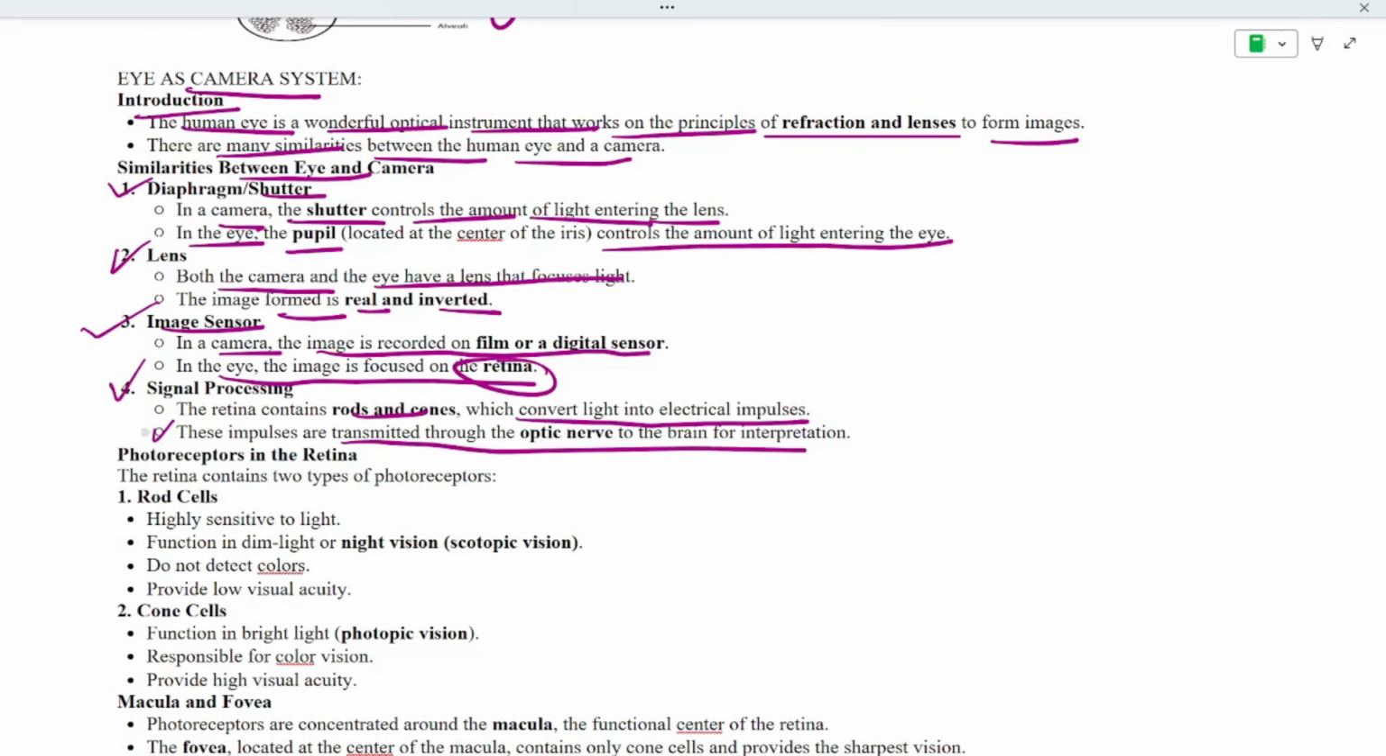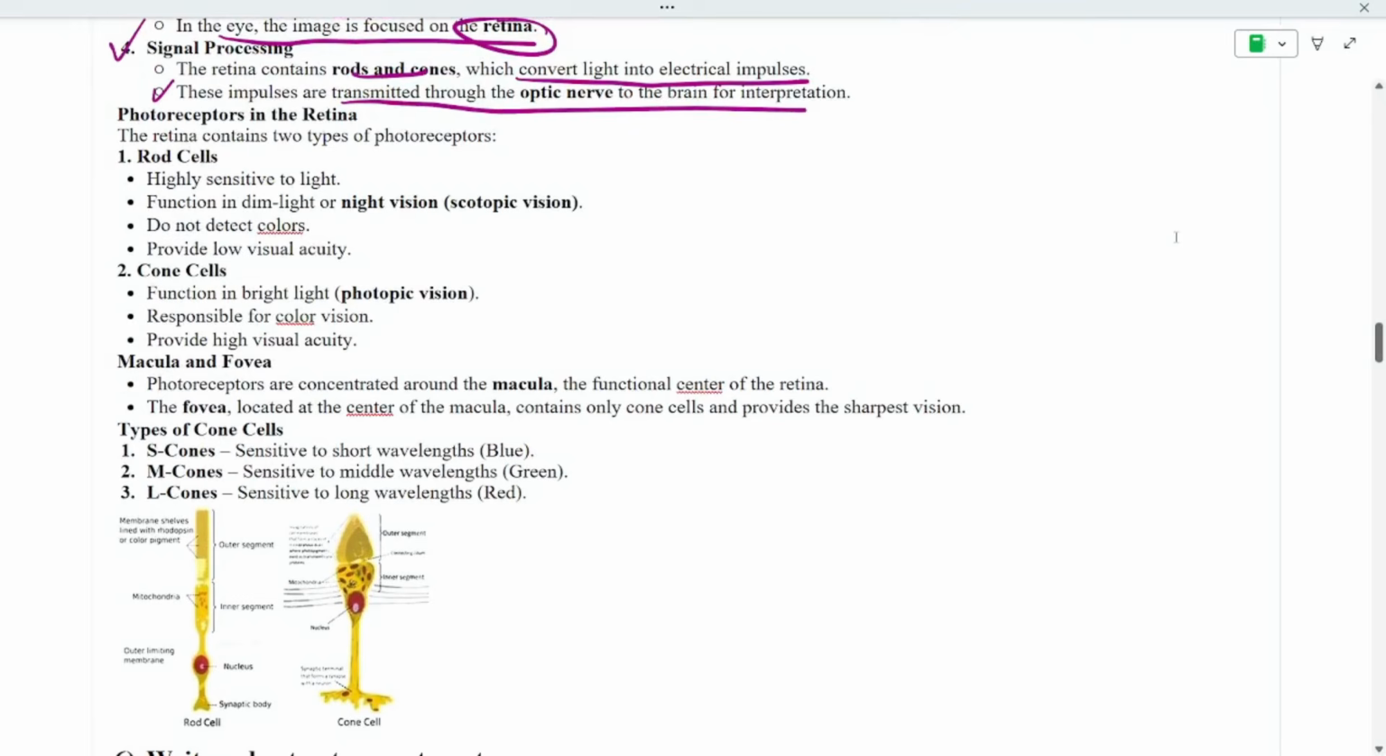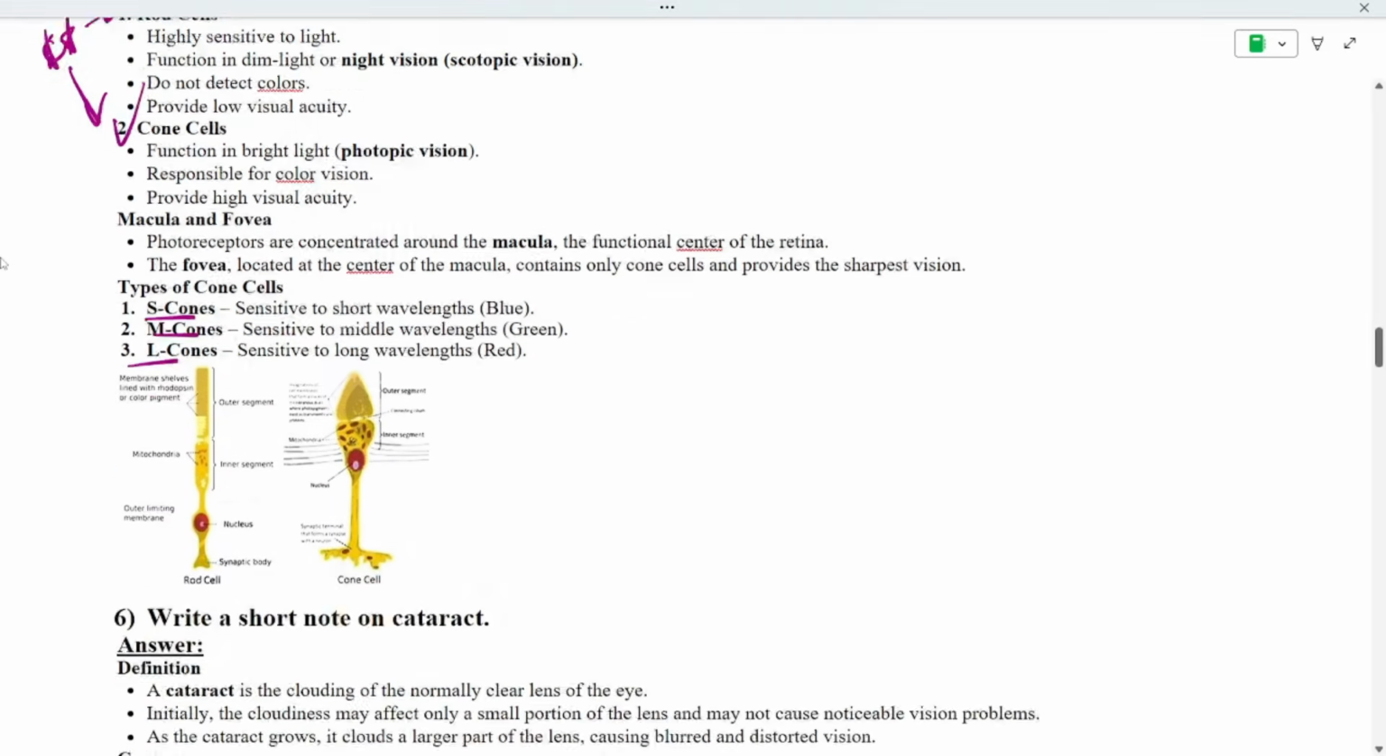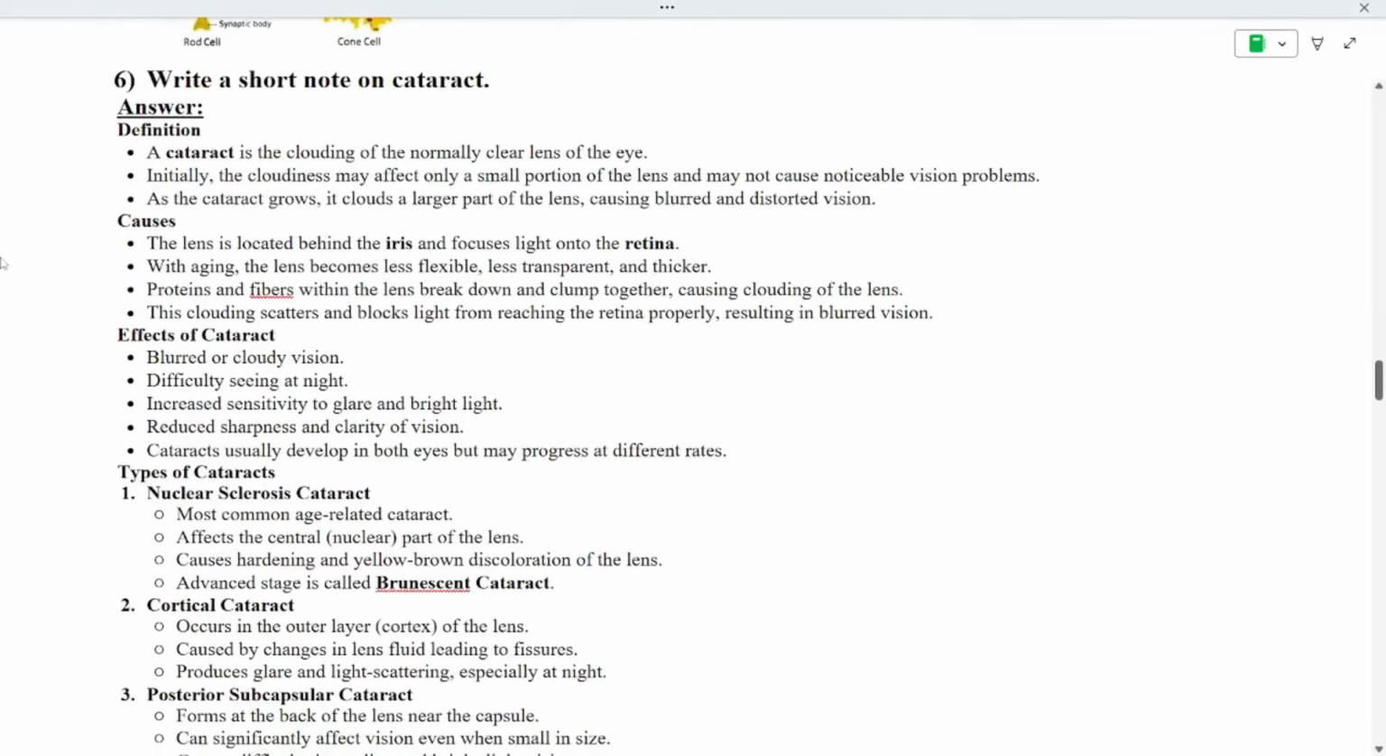Next, you can see photoreceptors are there, that is rods and cones. They can ask this question separately too, so I have to study this. Next are the S, M and L types of cone cells. Next, write a short note on cataract.